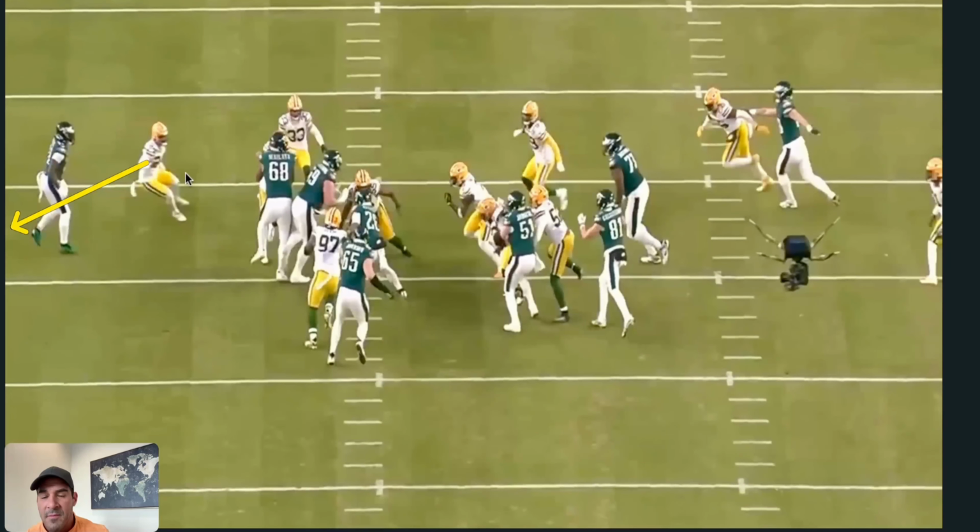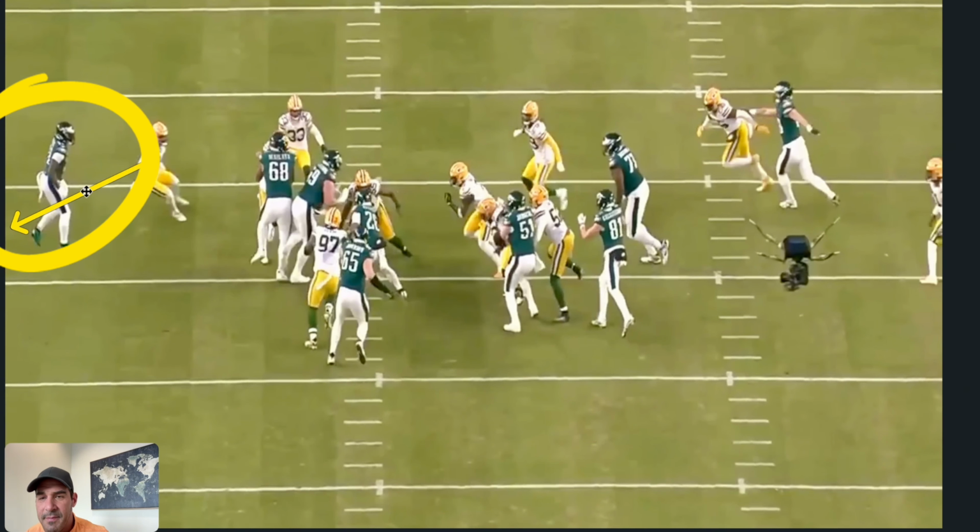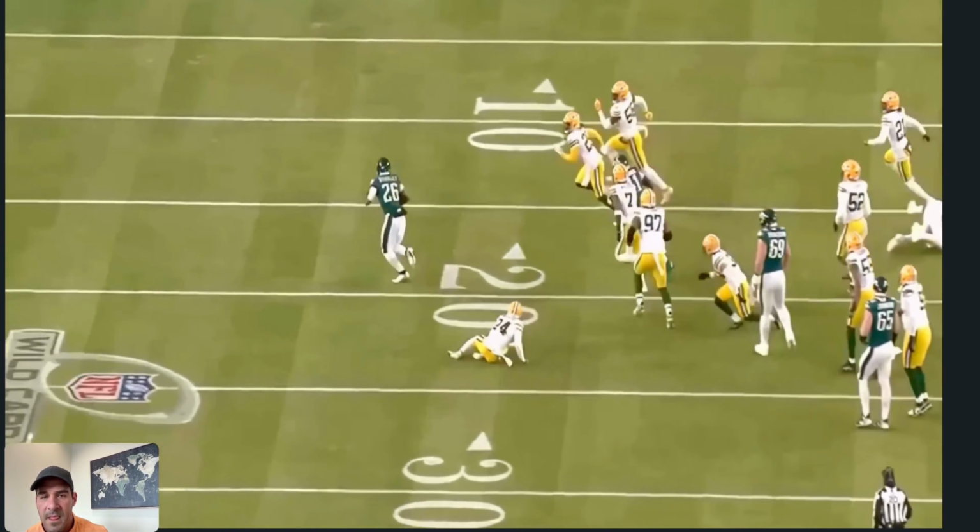Okay, now this guy is the last line of defense. And if A.J. Brown would just get a piece of him right here, then Saquon would probably be off to the races. But he gets a little tripped up. Watch this. Boop. Okay, now look.